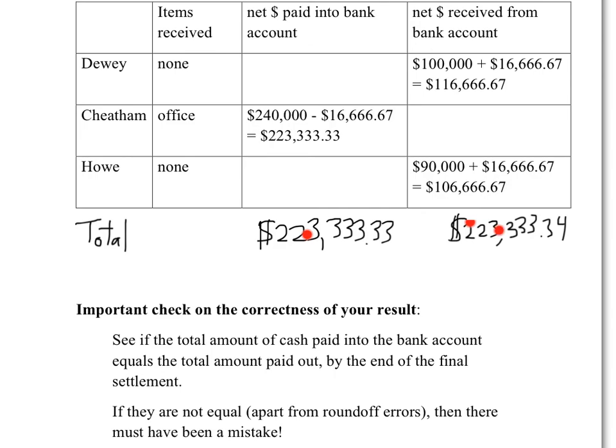If these two numbers did not agree, then for certain that would mean we had made a mistake, and we should go back and try to figure out what that mistake was.